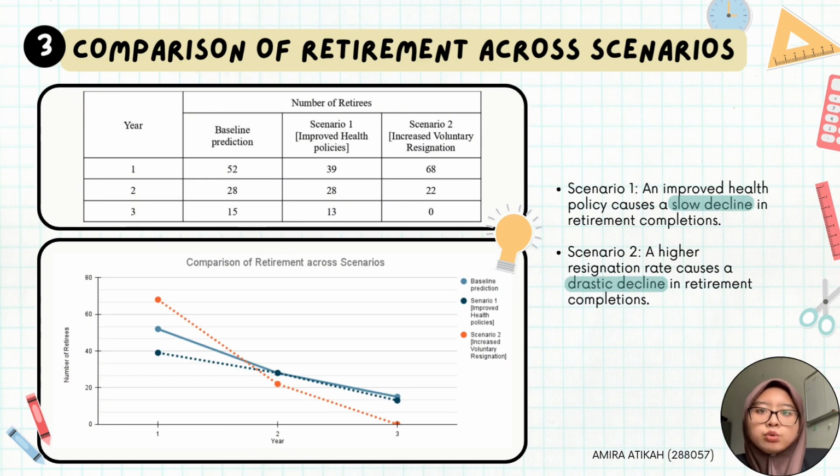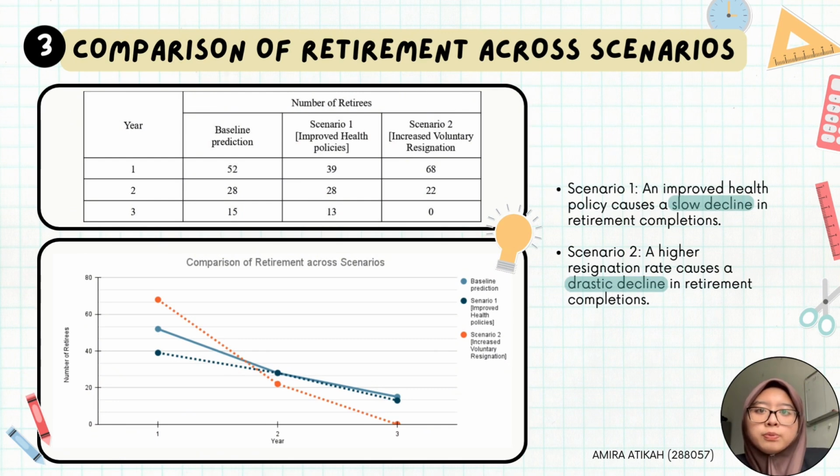This leads to higher survival probabilities, because the probability of employees remaining in the workforce each year increases due to fewer health-related departures. Thus, it reduces costs associated with employee turnover for the company. Therefore, this suggests health policies effectively reduce retirement numbers over time.